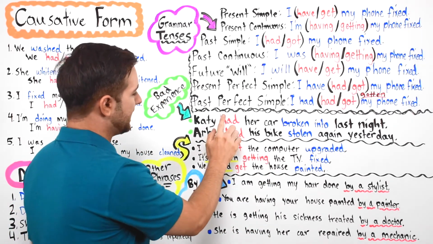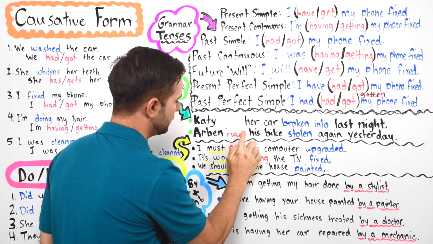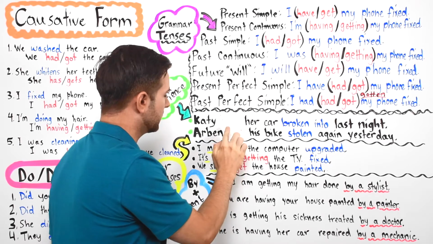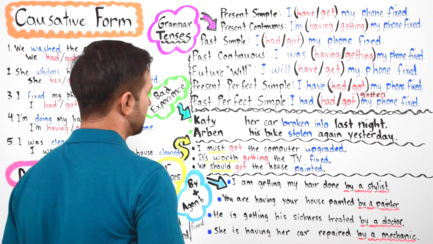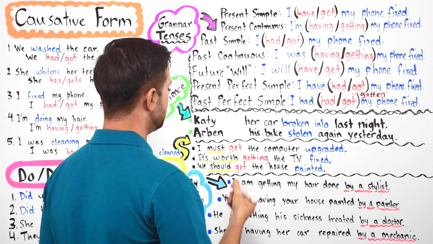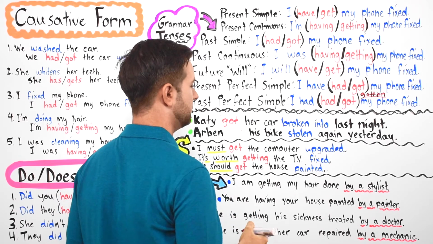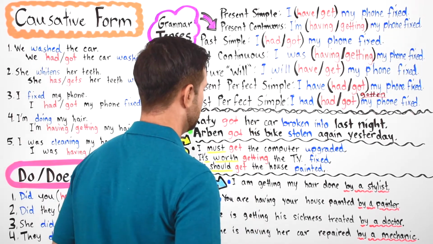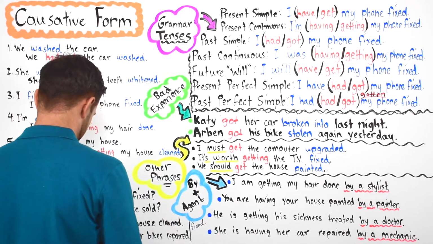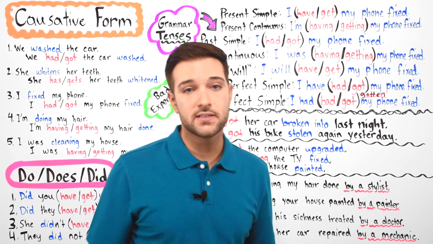And see how we had here? Well, you don't have to use had. You can also use, can you think of it? What can you also say? You can say Katie had her car broken into last night, or Katie got her car broken into last night. Arbin got his bike stolen again yesterday. Okay. All right, so let's go ahead and continue.